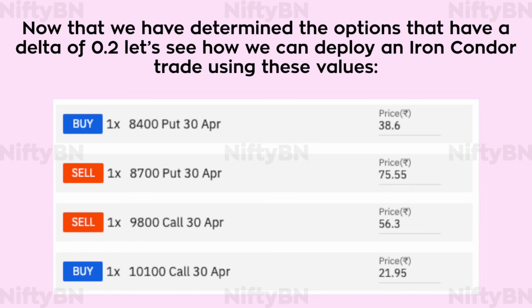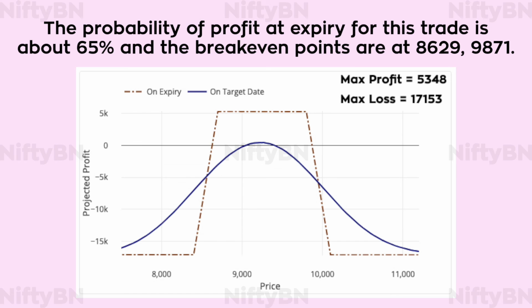Buy one lot of 8400 put, sell one lot of 8700 put, sell one lot of 9800 call, buy one lot of 10100 call. The probability of profit at expiry for this trade is about 65% and the break-even points are at 8629 and 9871. The maximum profit at expiry is 5348 and maximum loss at expiry is 17,153.